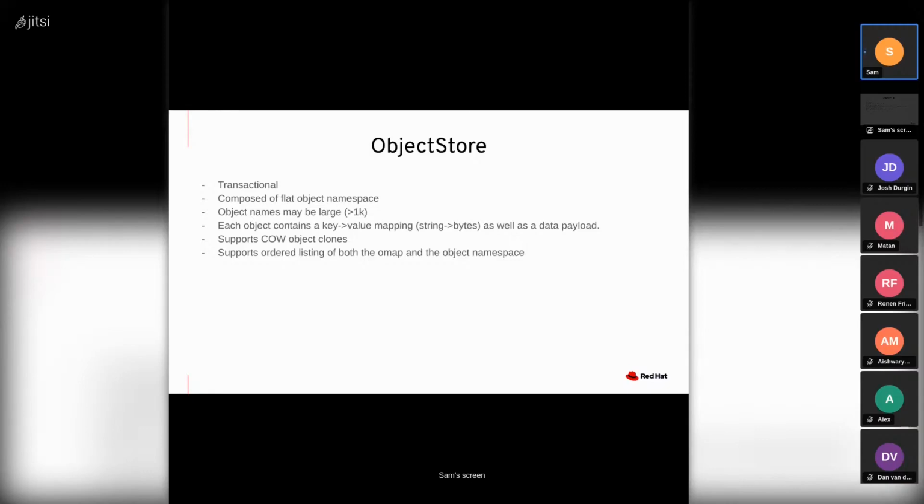Each object contains a key to value mapping called the Omap, as well as a data payload. We use that key to value mapping for things like Cephfs directories, RGW bucket indexes, and certain kinds of RBD metadata. It also needs to support copy and write object clones to support Rados snapshots and therefore Cephfs and RBD snapshots. And we need to be able to support efficient ordered listing of both the OMAP and object namespaces for different reasons. OMAP because it's part of the interface, and the object namespace because both scrub and recovery rely on being able to efficiently iterate over the set of objects in the same order on all of the replicas.